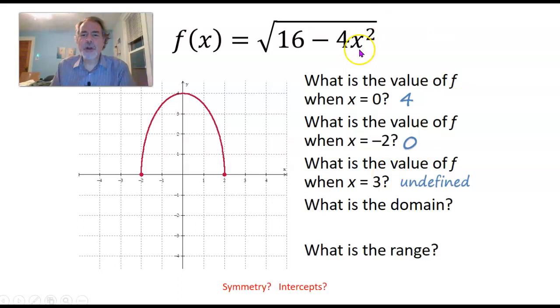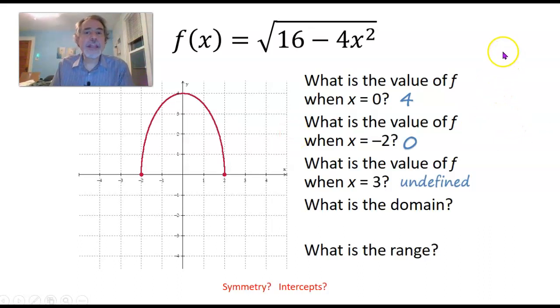Now, what would happen if we tried plugging 3 into the formula? 3 squared is 9, 4 times 9 is 36, 16 minus 36 is negative 20, and the square root of negative 20 is not a real number. We can't take square roots of negative numbers unless we're willing to allow imaginary numbers, and we're not dealing with those in this chapter. They don't show up on graphs like this.